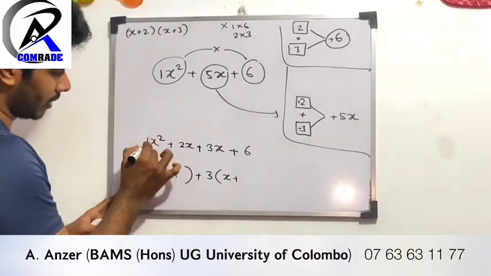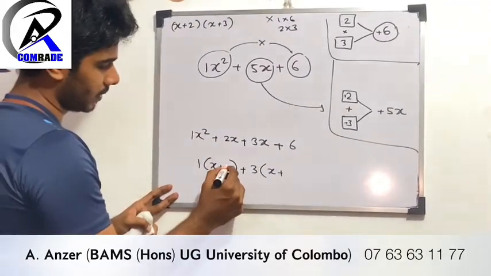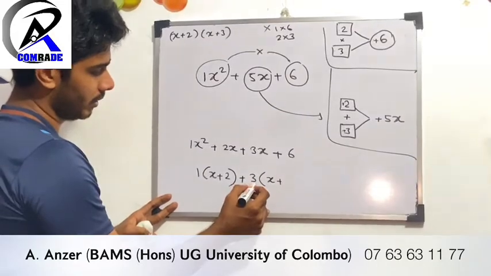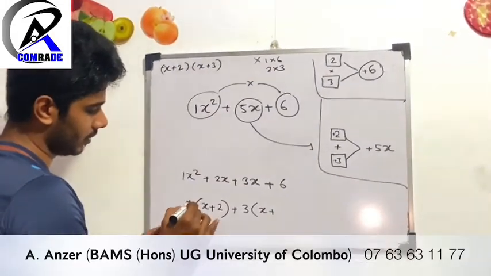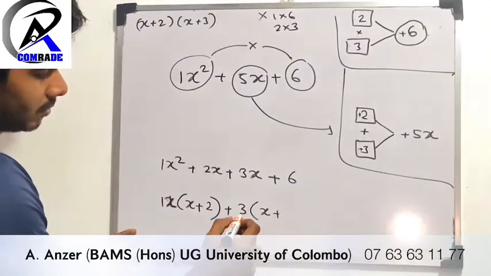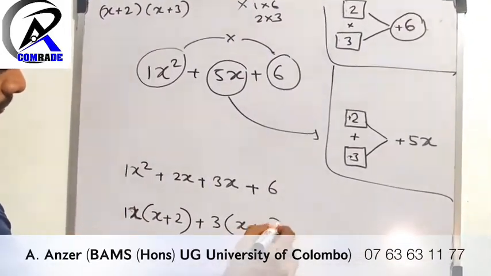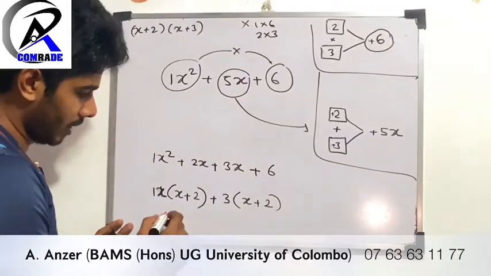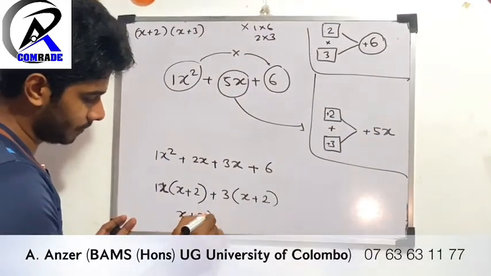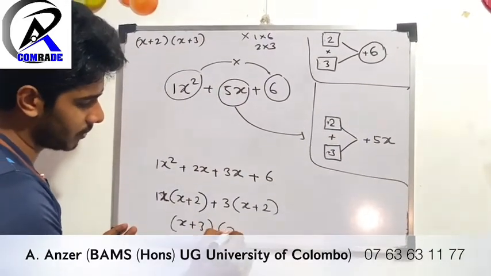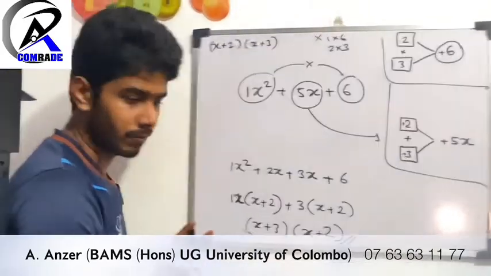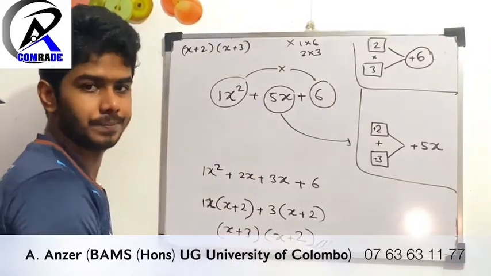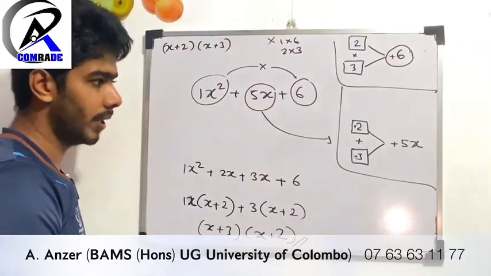take 1 out, 1 is done, 1 out, x plus 2, and take here 1 means 1x, 3 x plus 2. Okay, so what you got? X plus 3 and this x plus 2. Get it? So this is the thing what you have to do, right? Okay, we'll see another example.